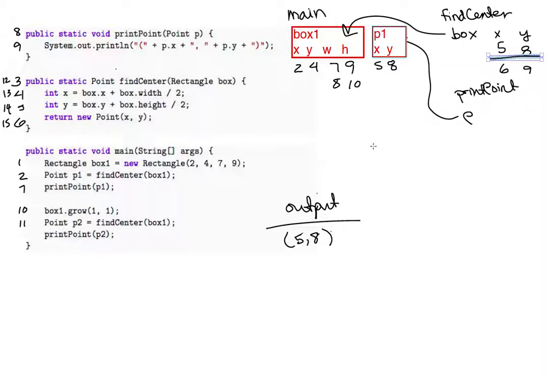So P2 is a new point. I'll make it here, still in main. P2 also has an X and a Y, and those values that I just calculated will be 6 and 9. On step 16, I do a print point of P2. And so up on step 17, I fill in my variables. This time, print point is no longer pointing at P1, it's pointing at P2, because that's what I'm printing right now. And my output becomes, at step 18, 6, 9.